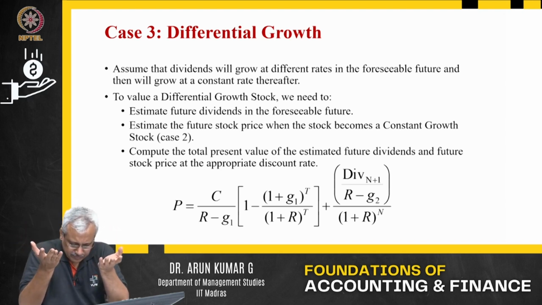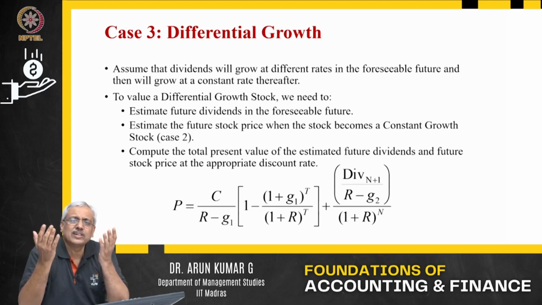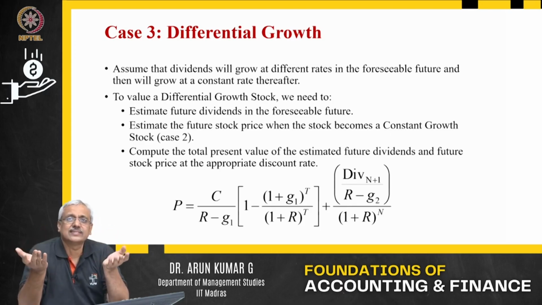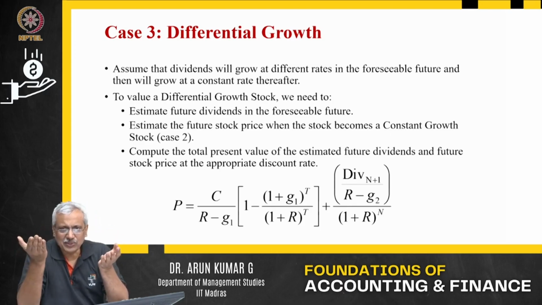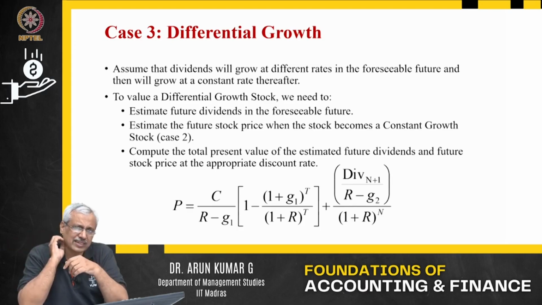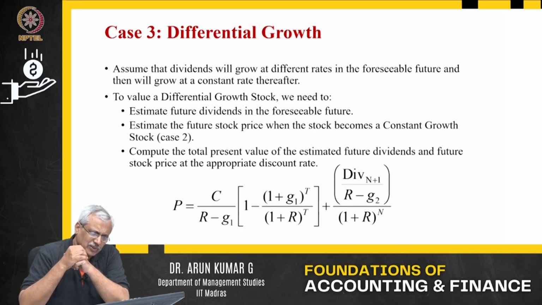Like any industry which is in the growth stage, what happens? In the growth stage, the growth is supernormal. It's very different. It's not consistent. Once it reaches a maturity stage, normally it grows with the industry average. To value the differential growth stocks, we need an estimate of future dividends, an estimate of future stock prices when the stock becomes constant growth, and to compute the present value of all these things.